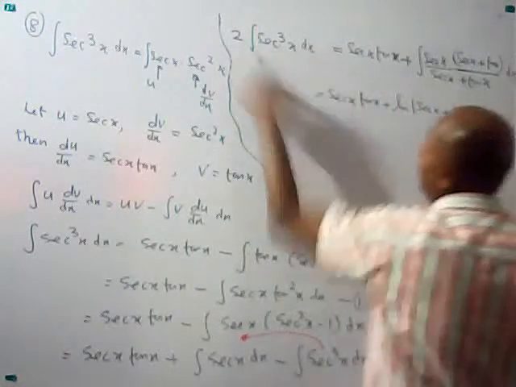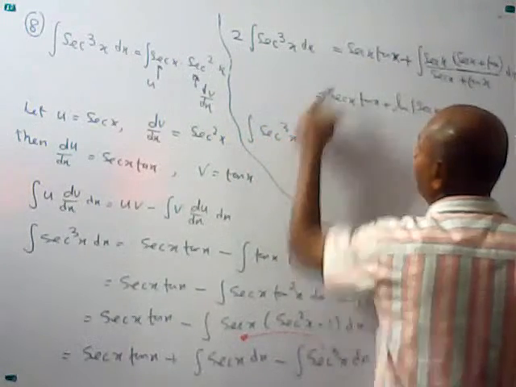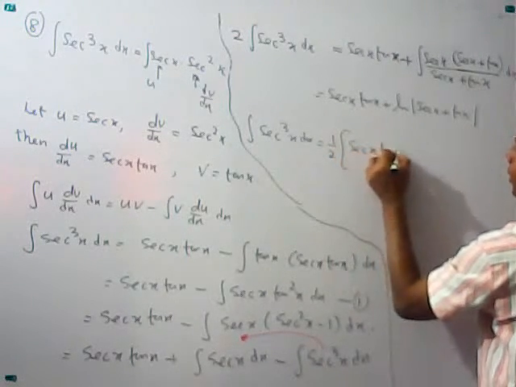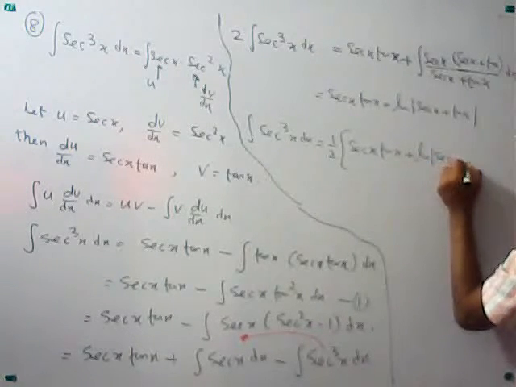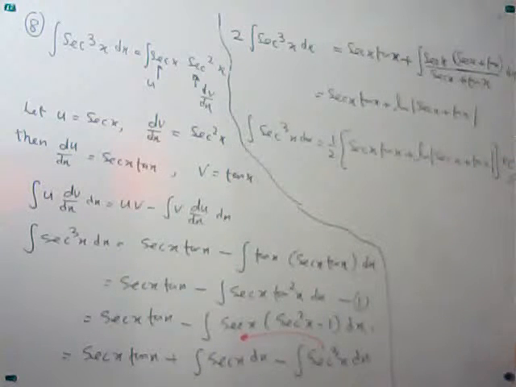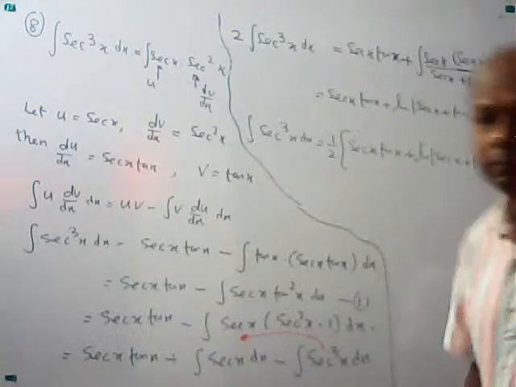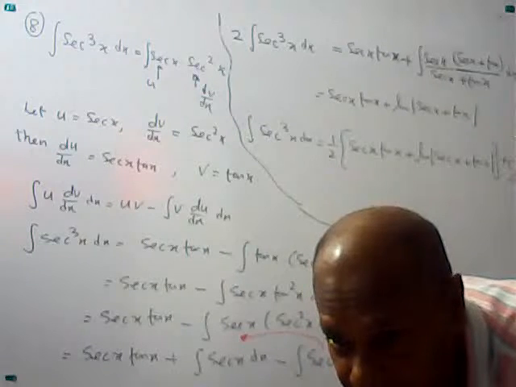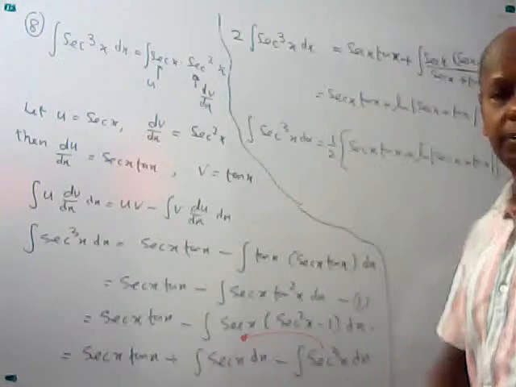So finally we will divide by 2. Sec cube x dx equals half of everything: sec x tan x plus ln mod of sec x plus tan x, finally plus c. Yes, that's the integral of sec x.